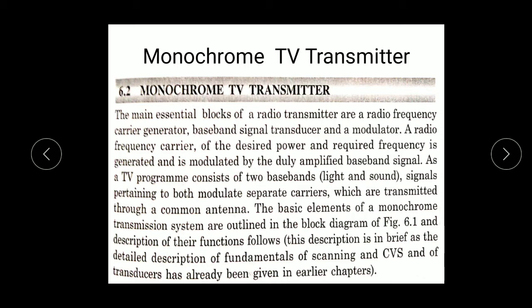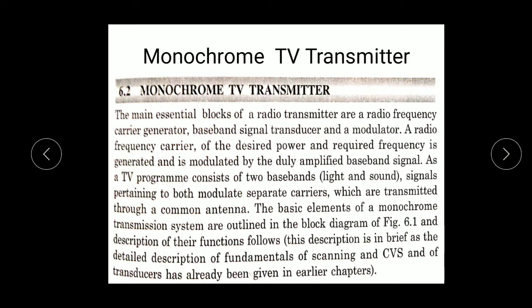The main essential blocks of a radio transmitter are the radio frequency carrier generator, the baseband signal transducer, and the modulator. A radio frequency carrier of the desired power and required frequency is generated and is modulated by the duly amplified baseband signal.